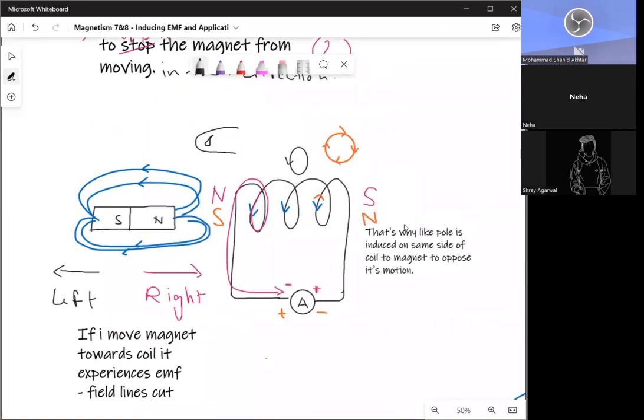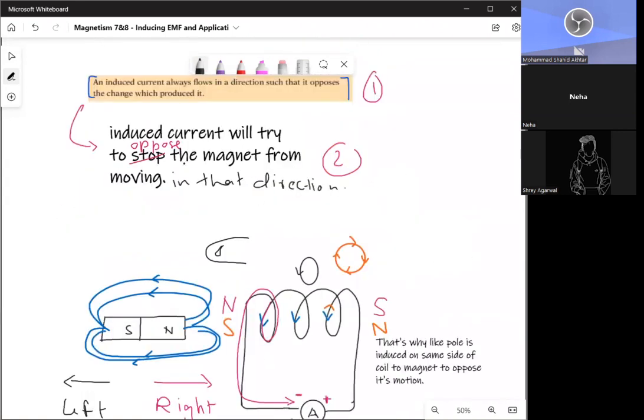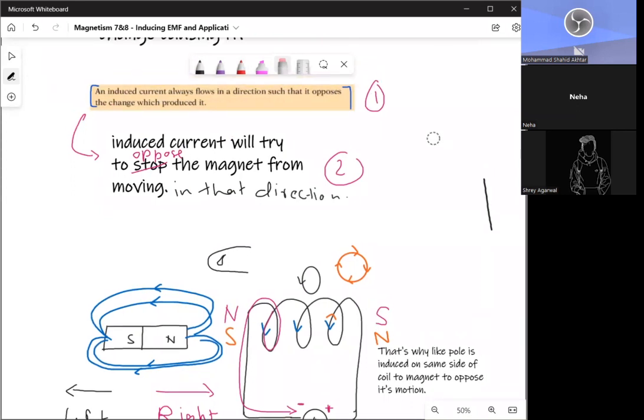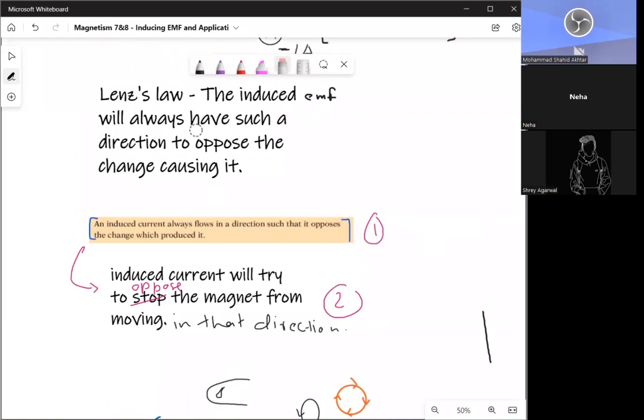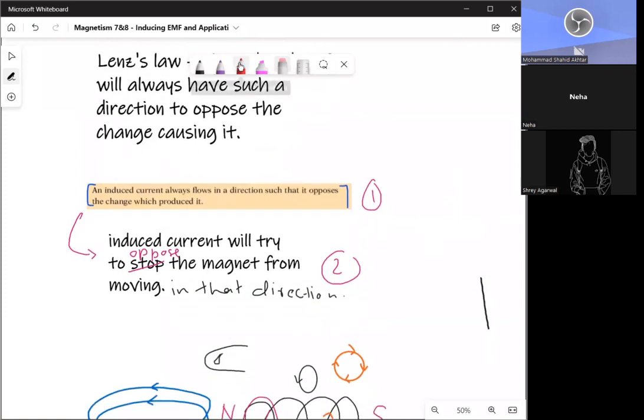Okay, now before we move on, I want you to read this again, Lenz's law, the one in the orange box. An induced current always flows in a direction such that it opposes the change which produced it. You have written it in your notebook, yes? The induced EMF will always have such a direction to oppose the change causing it. Perfect?